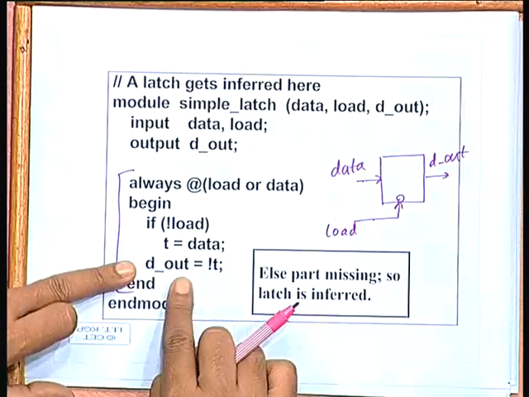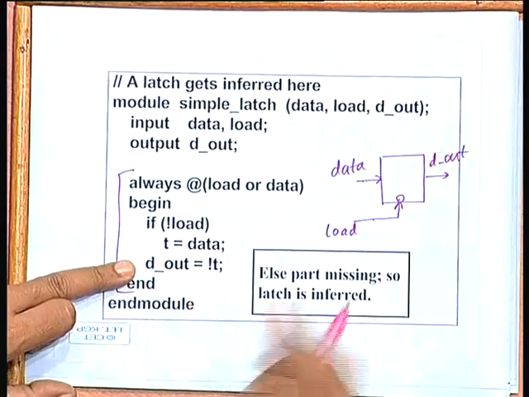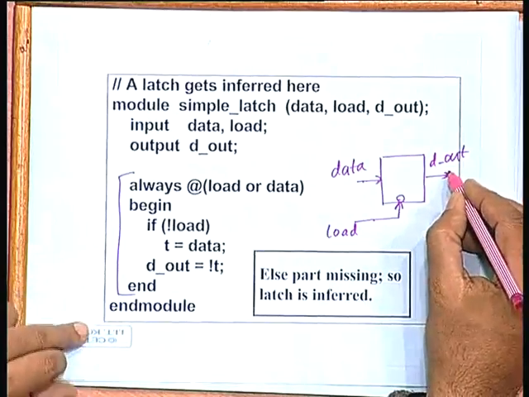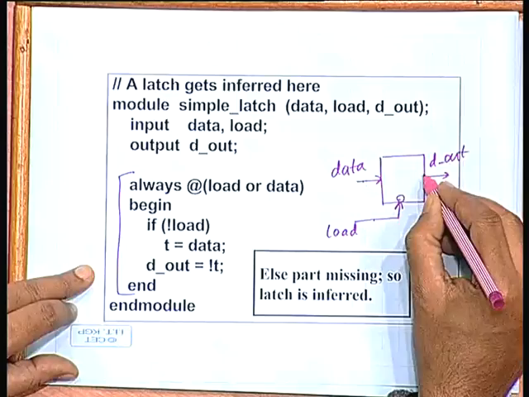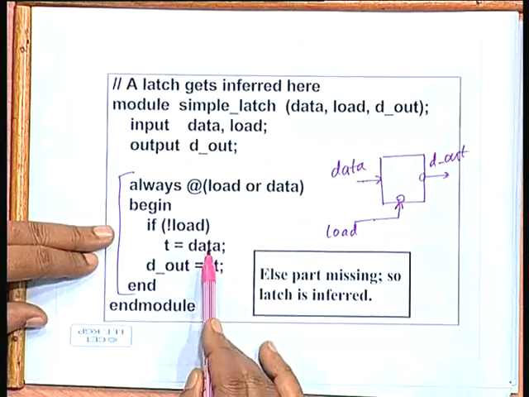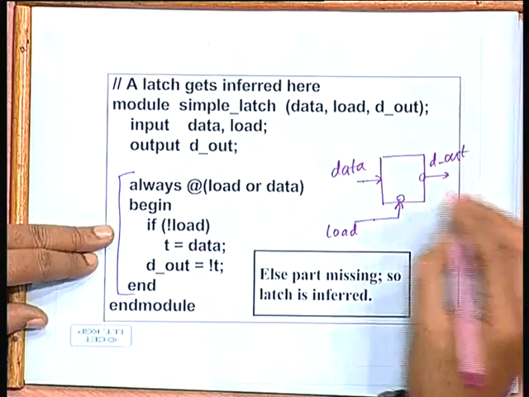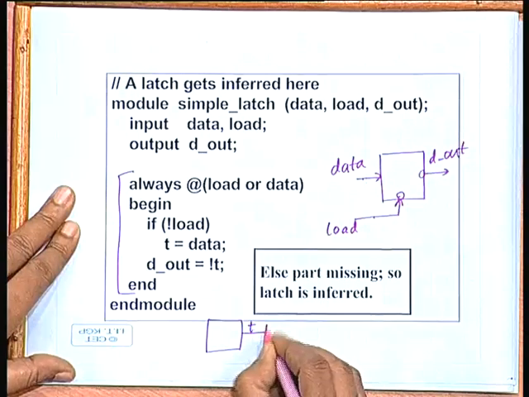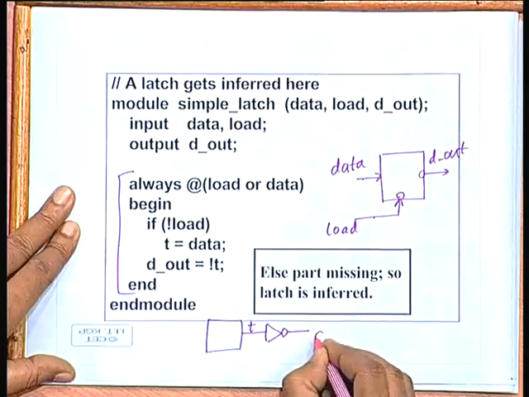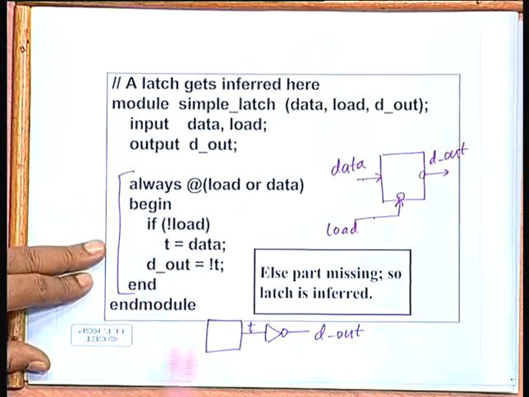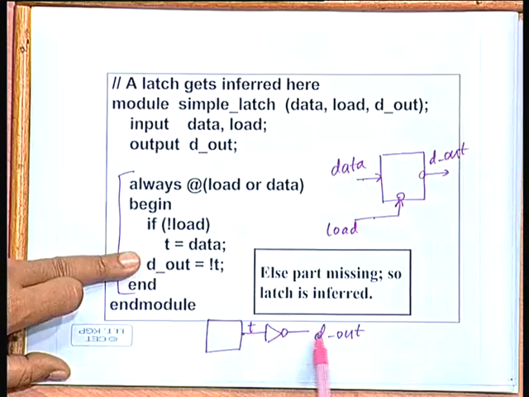and D out equal to not, well here there is an inversion out here actually. In the output also there is an inverter. So, it says if the load is 0, then the data gets stored into a T. So, actually if you draw the diagram in a different way, the latch output is T and after T there is an inverter, that is your D out. So, if load is 0, the data gets latched into T, after that not of T gets assigned to D out.